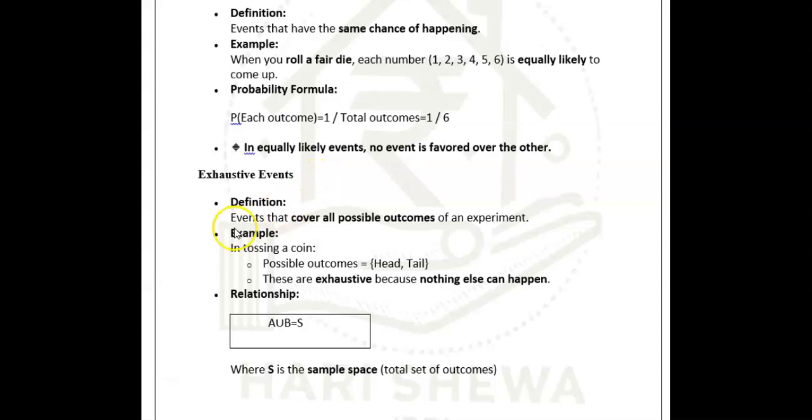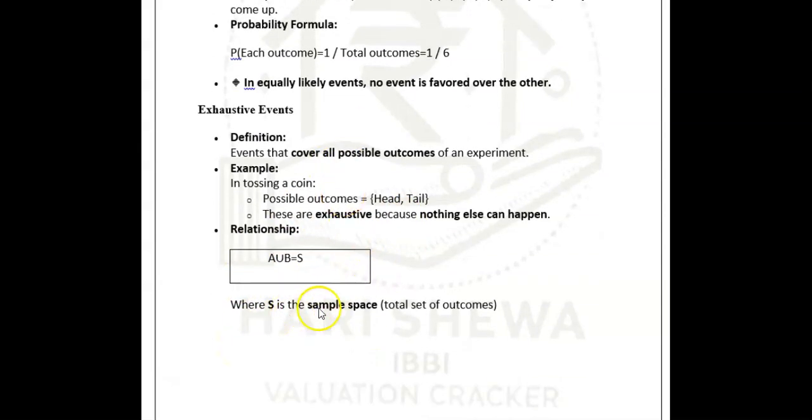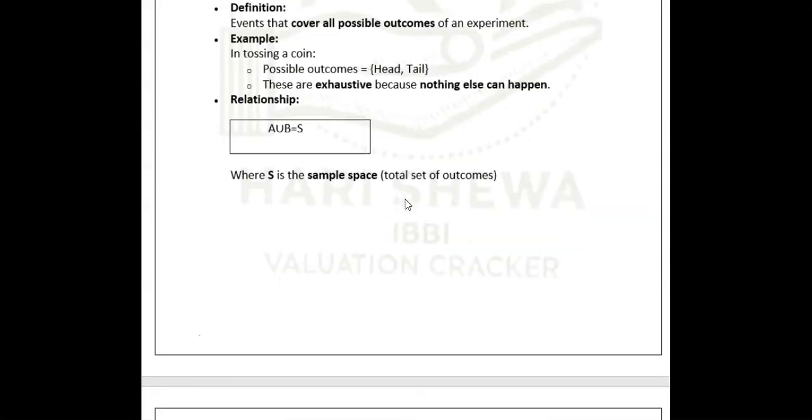Exhaustive events: events that cover all possible outcomes of an experiment. In tossing a coin, the possible outcomes are head or tail. These are exhaustive because nothing else can happen. Otherwise head comes, otherwise tail comes. This is the relationship or formula for exhaustive events, where S is the sample space, the total set of outcomes. This is the probability.